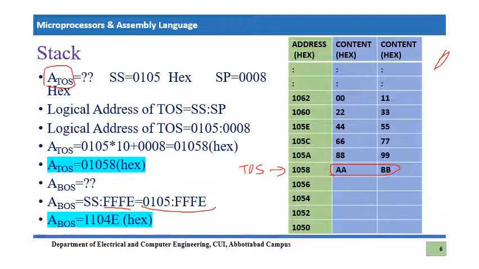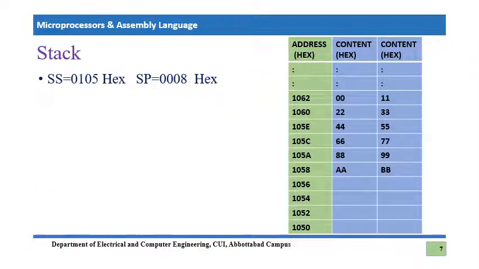So the bottom of stack is somewhere up here. Let me reduce it, and mark that the bottom of stack is somewhere up. We don't know up to what point we have to go into the stack, but the bottom of stack address is basically 1104E. I hope you have understood the concept of the bottom of stack and top of stack. Let's proceed to what this example further asks of us.